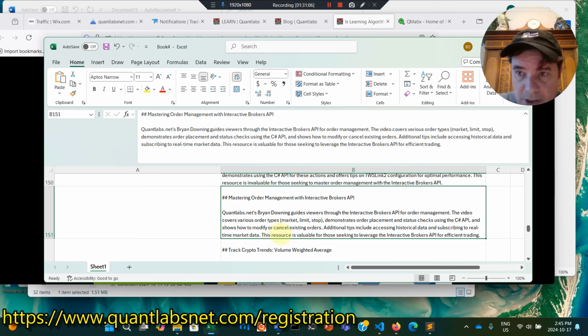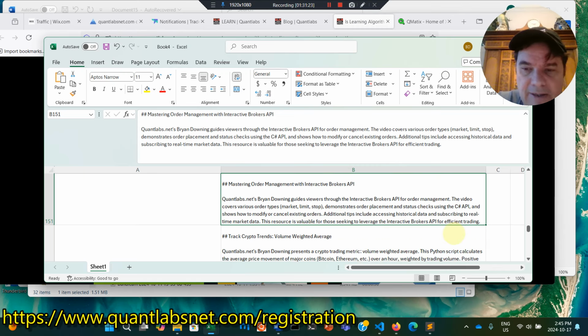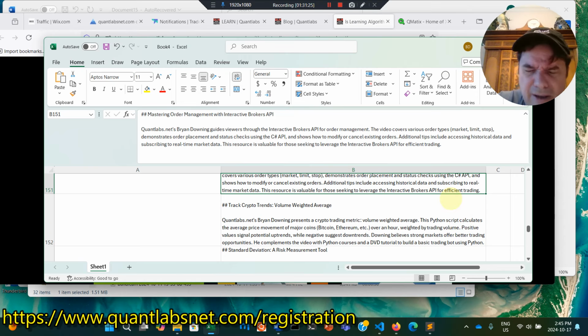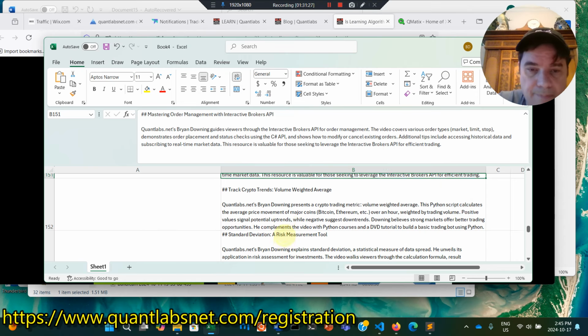This has changed, because you have to use other data sources unless you're willing to pay Interactive Brokers for the data. That's where they're making their real dollars, is access to market data. I mean, if you have an account size, that's all free. Resources valuable for those seeking to leverage the Interactive Brokers API for efficient trading.